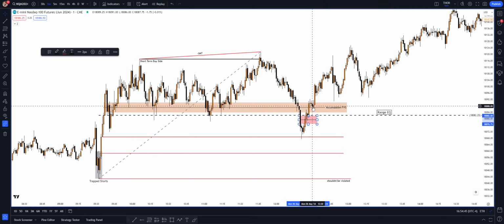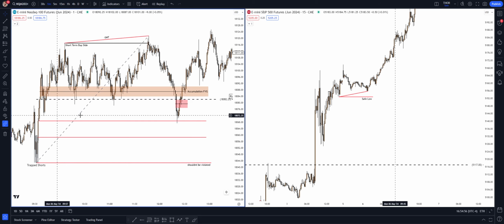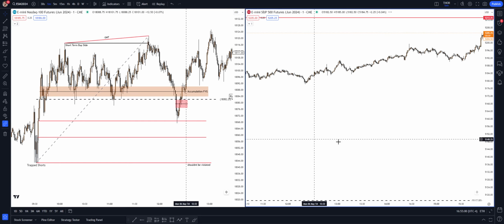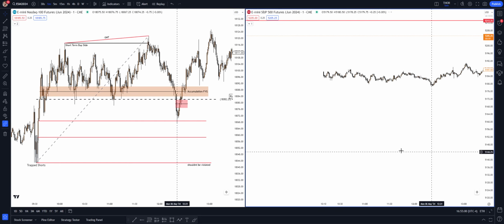There must be an SMT divergence over there as well. Let me check ES real quick. I'm not sure if there is an SMT divergence, but I think there is, or there should be. Go on the 1 minute real quick. Because at the end of the day, this is manipulation, right? When there's a manipulation, there is always an SMT divergence. That's how you get the confirmation.